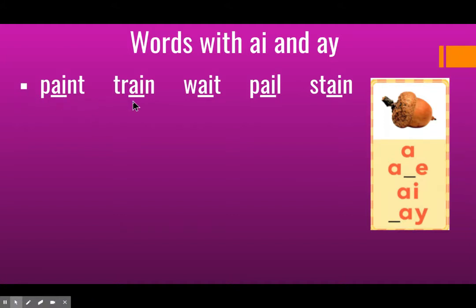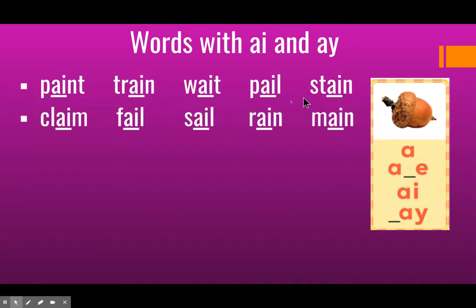All right, so here we go. A, paint. A, train. A, weight. A, pale. A, stain. And a lot of the words that we're working with are your spelling words. All right, now let's go again. Ready? You're reading it with me out loud. A, paint. A, train. A, weight. A, pale. A, stain. So if you see that AI in the middle of a word or a middle of a syllable, it makes the A sound. The I is totally silent.